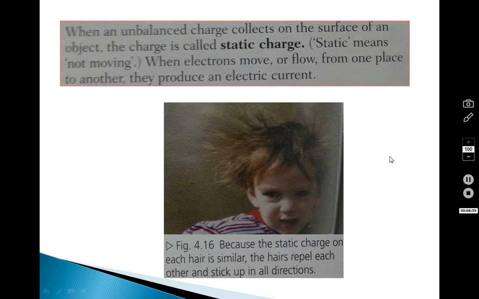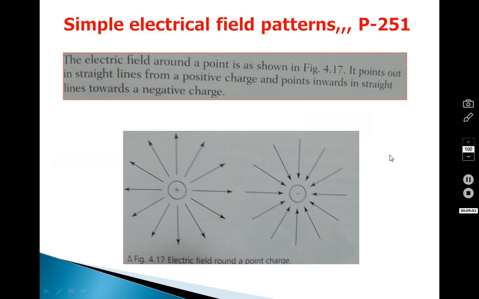Okay, now we'll move to simple electrical field patterns. Please turn in your book to page 251 and have a look at figure 4.17. Figure 4.17 is an electric field around a point charge. There is a point charge here, as we can see. The electric field around any point here is positive or negative.